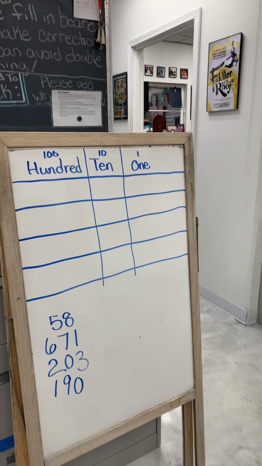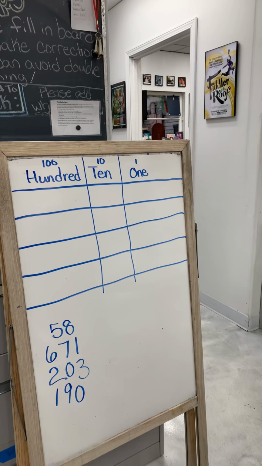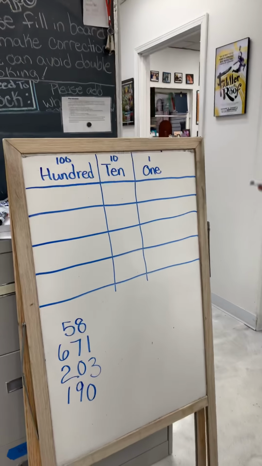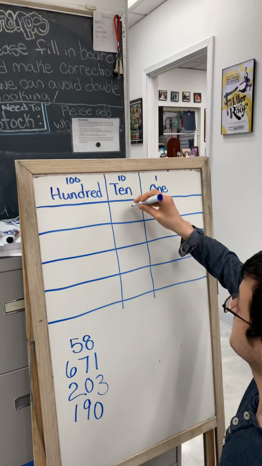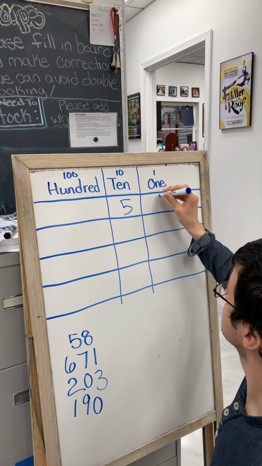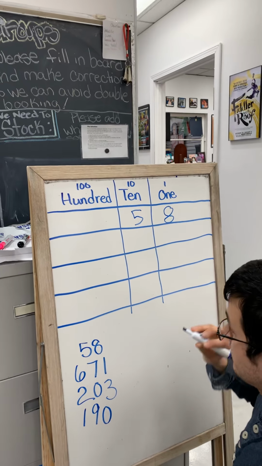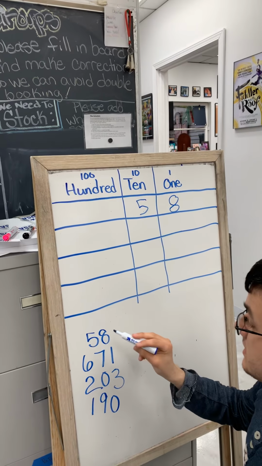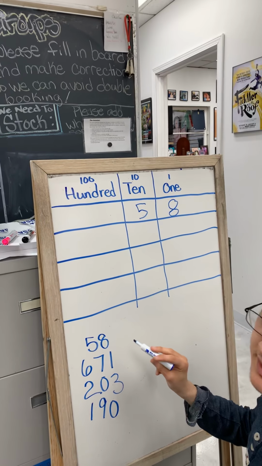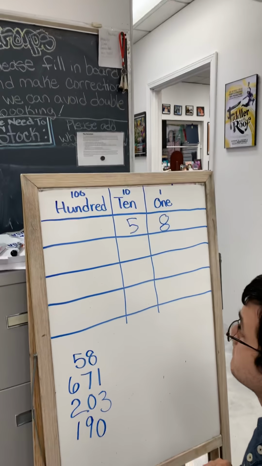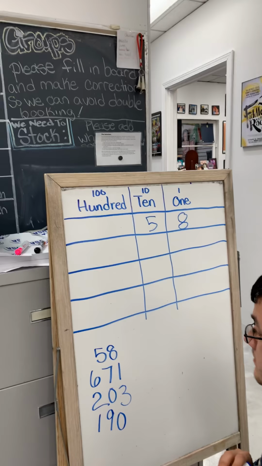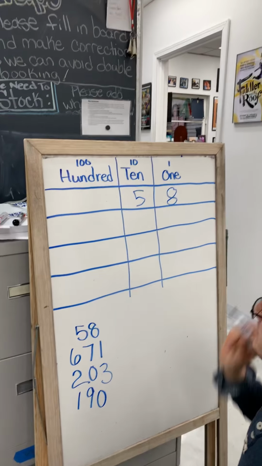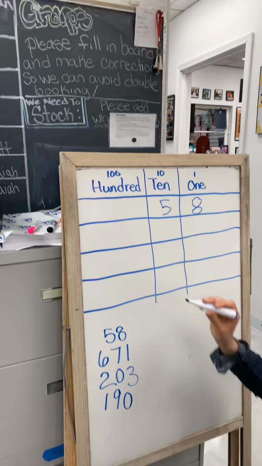So Nicholas, do you see those numbers, 58, 671, 203, and 190? I would like you to write 58. Excellent. Now, why didn't you put the 5 in the hundreds row? Because it is not 100. It is a 58. It's in the tens. The 5 is in the tens, so you have 5 tens. How many ones do you have in 58? 8. Excellent.